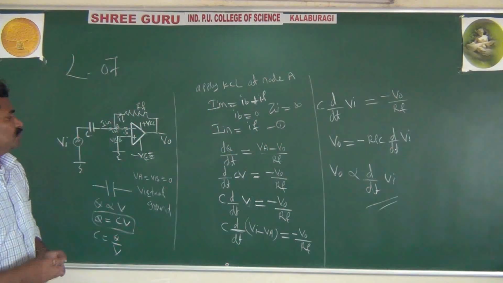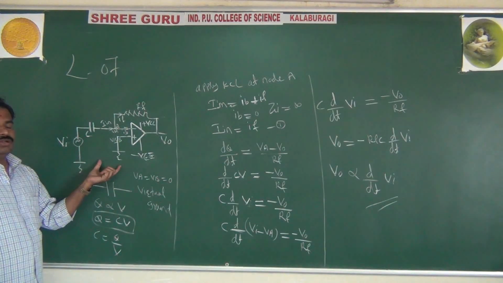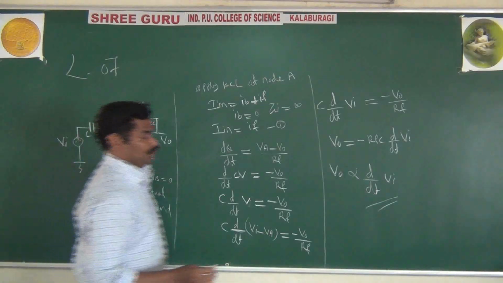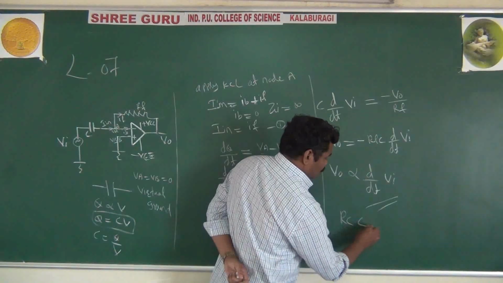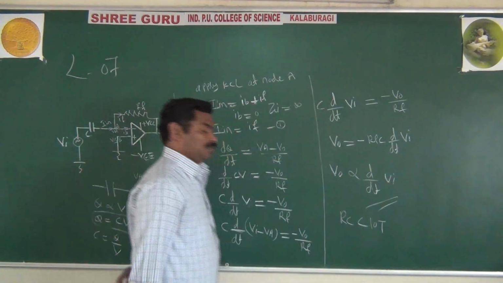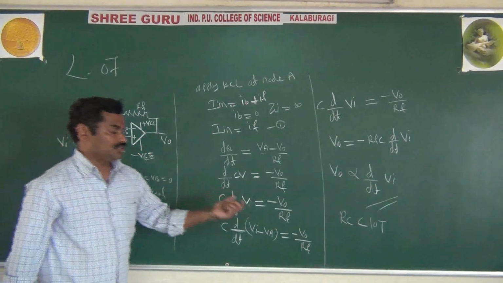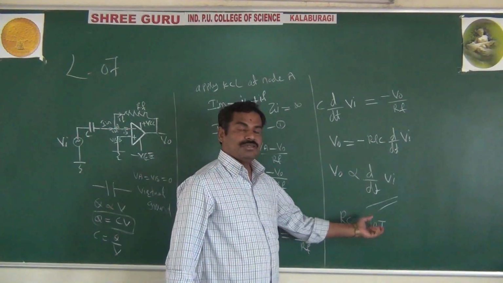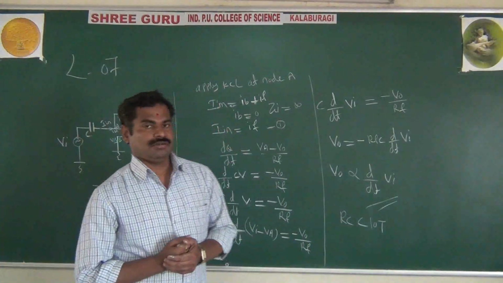Another important thing is the proper functioning condition of the differentiator. That condition is that the time constant RC is less than 10 times the T. For proper functioning of the differentiator, the RC, the time constant, is less than 10 times the time period. This is one condition of your differentiator.